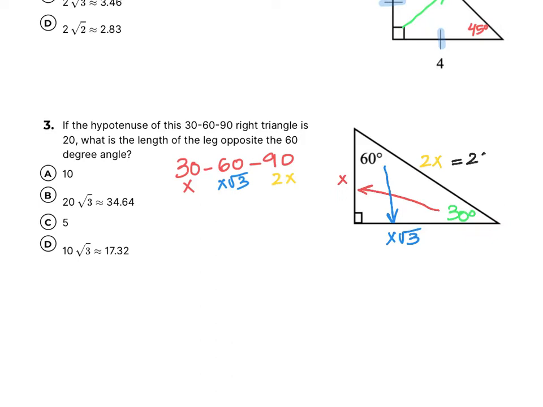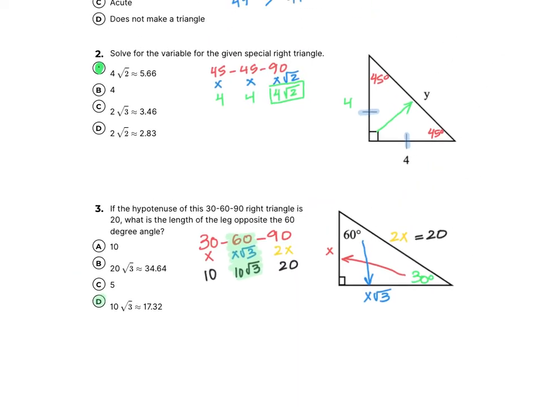So that's the pattern. If the hypotenuse of this 30, 60, 90 right triangle is 20, so 2x is 20. That means that x is half of that, so x is going to be 10. And the side opposite the 60 is going to be x root 3. X is 10, so that's going to be 10 root 3. In the problem, they're asking, what is the length of the leg opposite the 60 degree angle? So the side opposite the 60 degree angle is going to be 10 root 3.